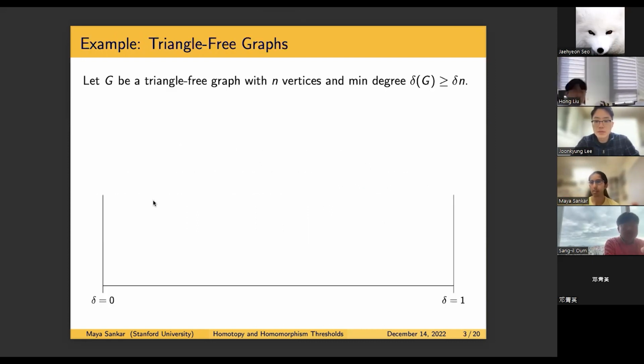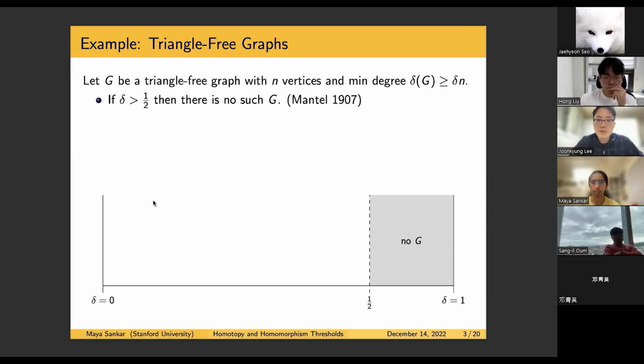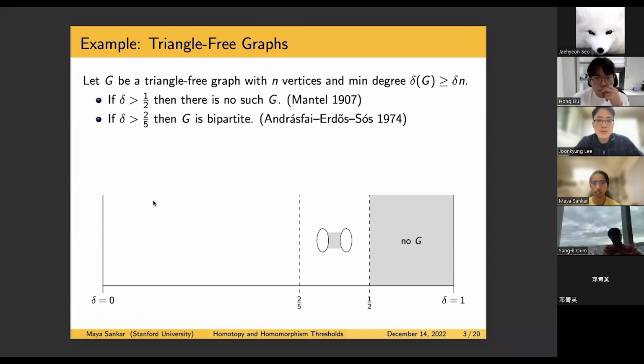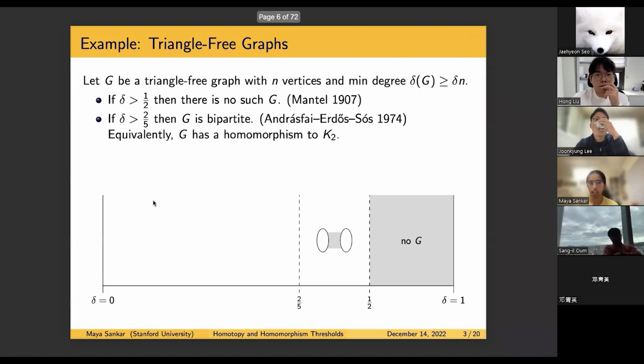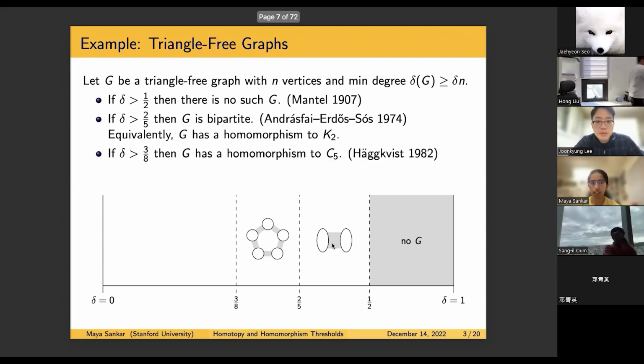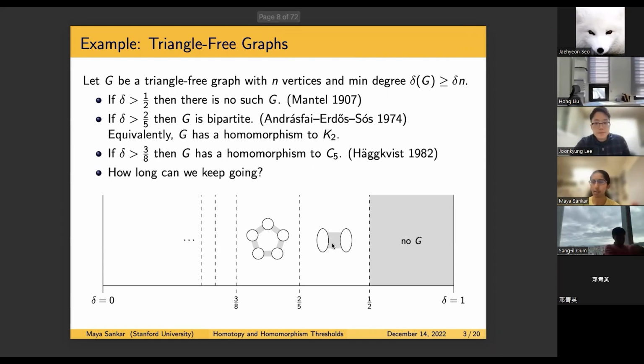And as an example, I want to talk a little bit about triangle-free graphs. So if G is a triangle-free graph and we have n vertices and a minimum degree fraction delta, well, we know that if delta is strictly greater than 1/2, then it's impossible to have a triangle-free graph with minimum degree n/2. It's also true that if delta is at least 2/5, then G has to be bipartite. But at 2/5, something else can happen. G can, oh, I forgot to say, G is bipartite is the same thing as saying G has a homomorphism to K2. And then if we keep going, right below 2/5, G could look like a blowup of C5, and we can keep going in this manner.